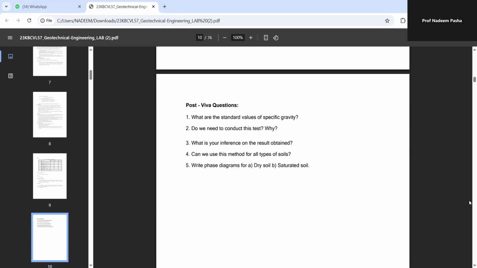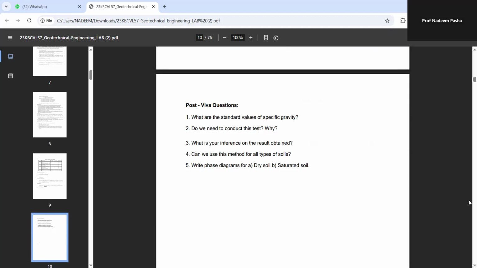Can we use this method for all types of soil? Yes, you can. No, not sure, because in the next experiment we are studying specific gravity by some other method. So there are different methods. For different types of soil we can use different methods. So it is somewhat confusing.